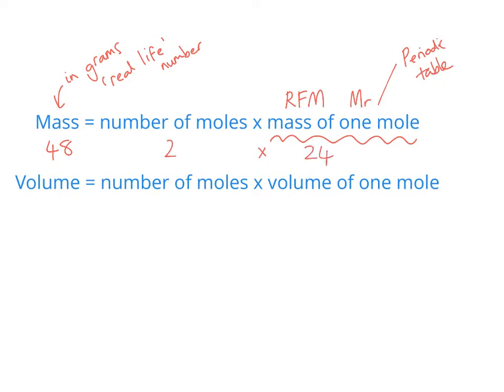Once I'm happy with that relationship, I don't need a triangle anymore. You don't use triangles in maths to rearrange equations. You know that if you want to work out number of moles, you take mass of 1 mole to the other side, you do mass divided by mass of 1 mole. Easy peasy. Volume, even easier. Don't need to look at a periodic table for volume.